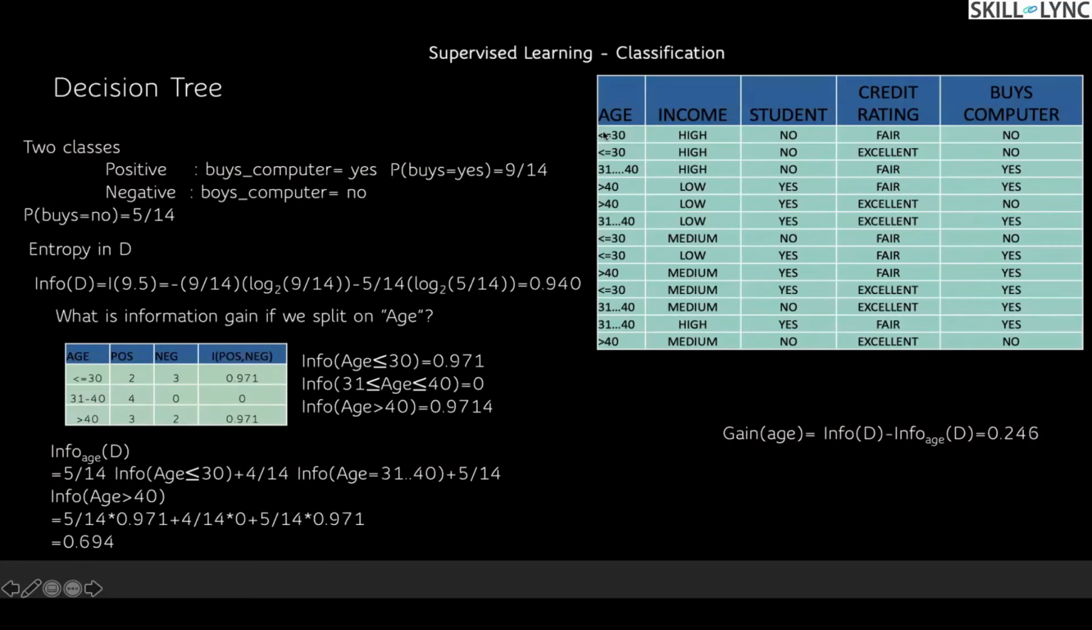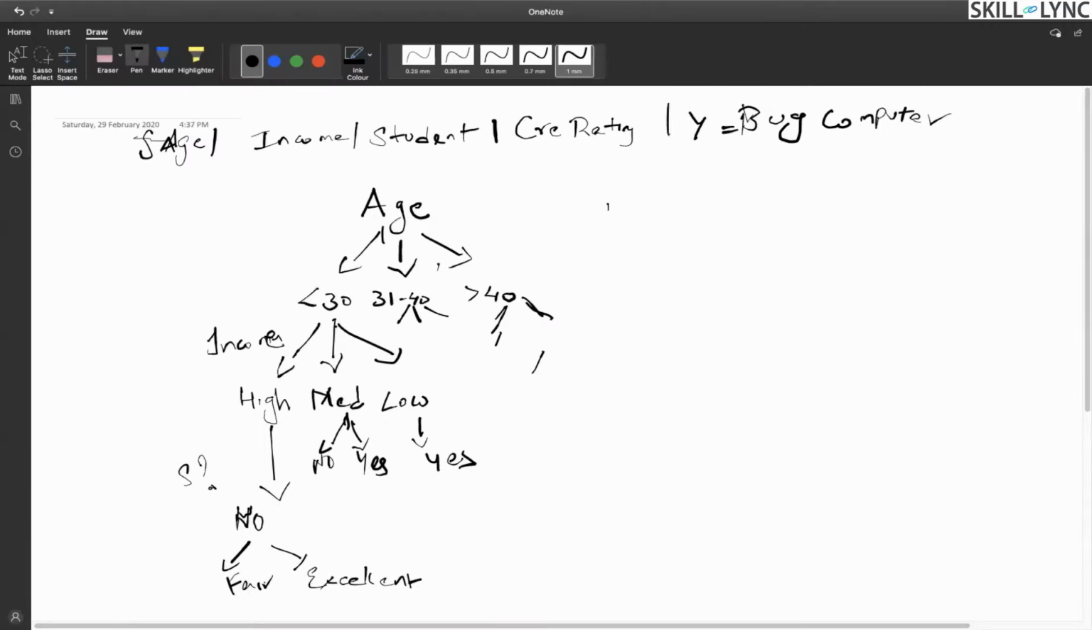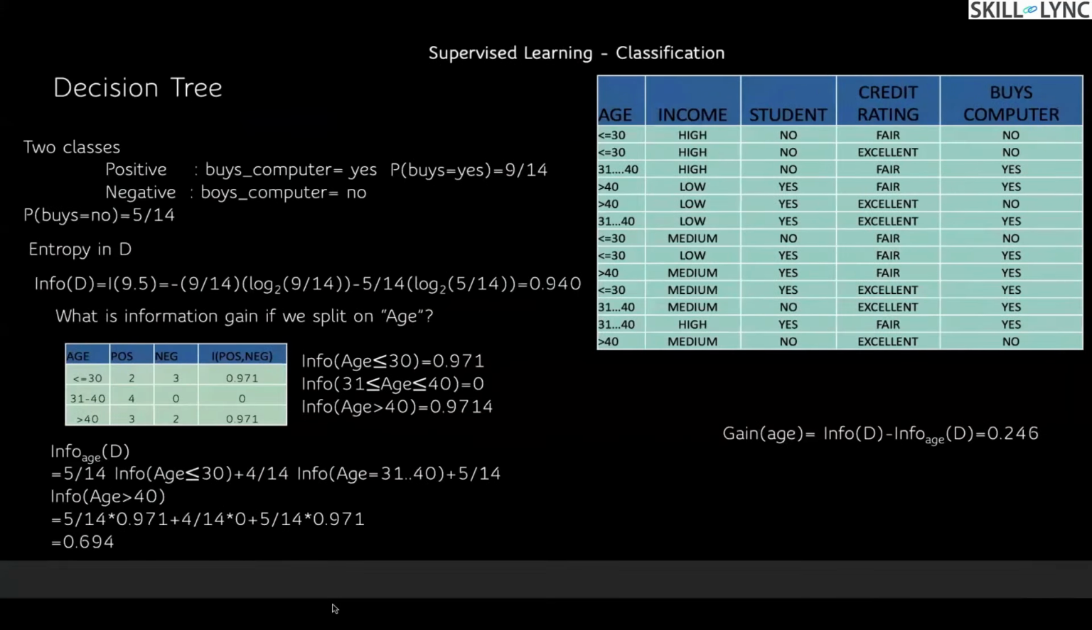Now, when a person has an age less than or equal to 30, if the income is high and he is not a student, his credit rating is fair, then he will not buy a computer. Similarly, when the age of a person is less than or equal to 30 and the income is high and he's not a student, his credit rating is excellent, but he still doesn't buy a computer. Okay, making sense? So our output here would be no computer, no computer, right? So far so good. Understand this.